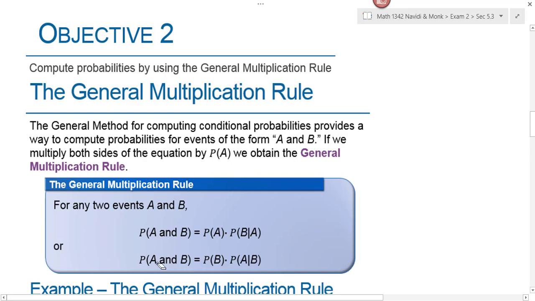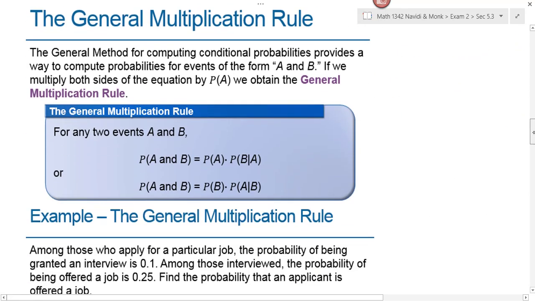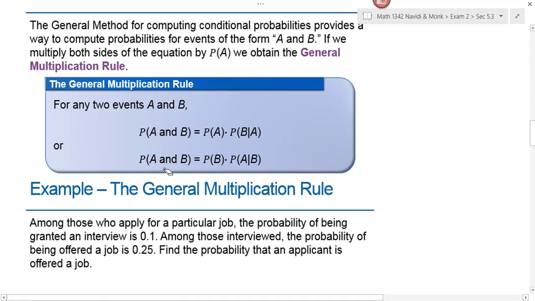And we get this other one down here because I could write my conditional probability like this or like this. So if I have my probability written like this, then I would multiply both sides of the equation by the probability of B, and that gets me this form for the conditional probability. These you need to put on your formula sheet.